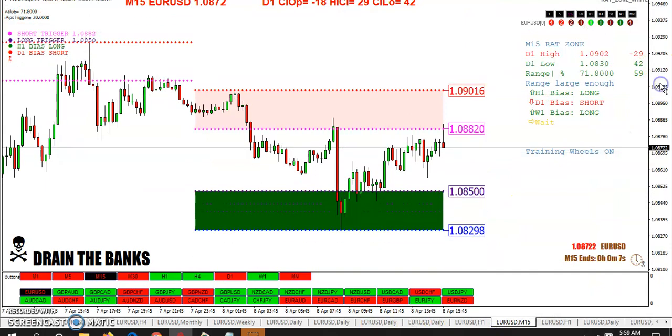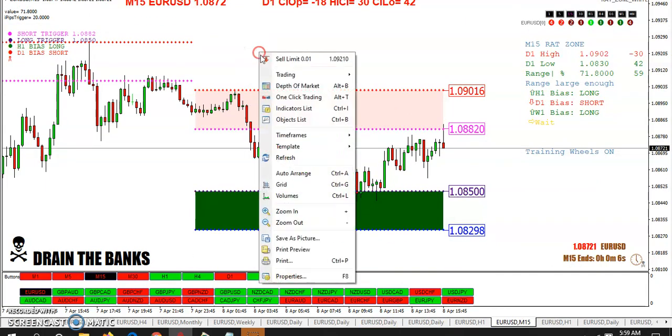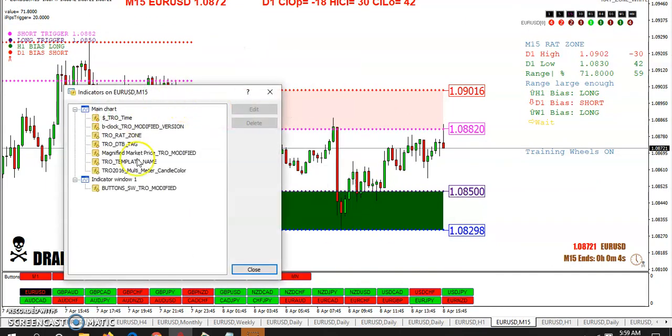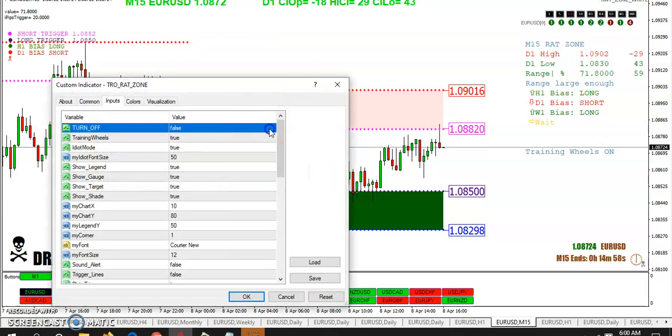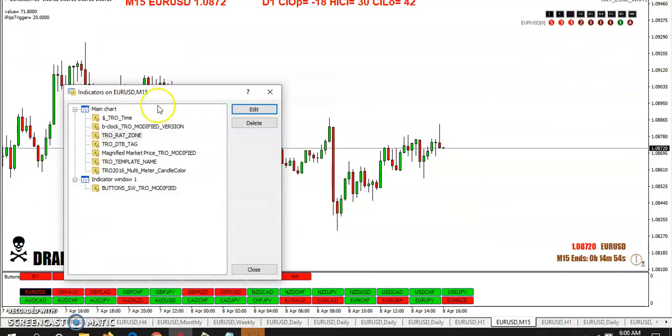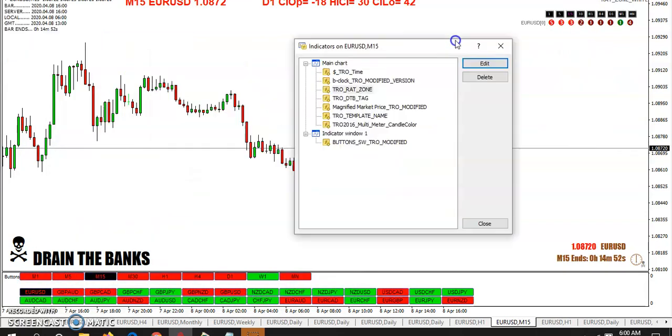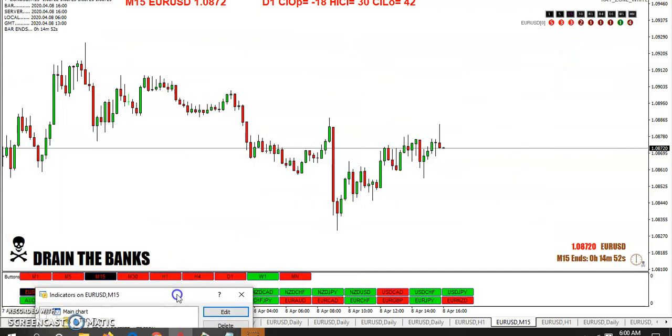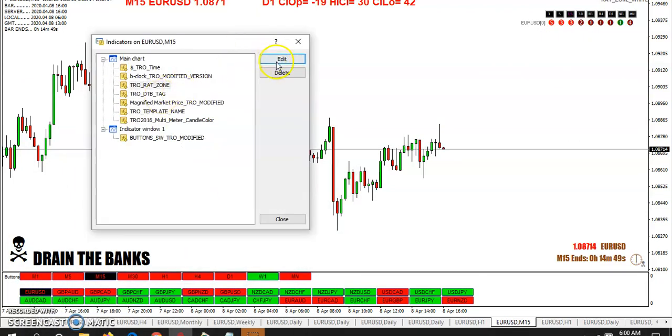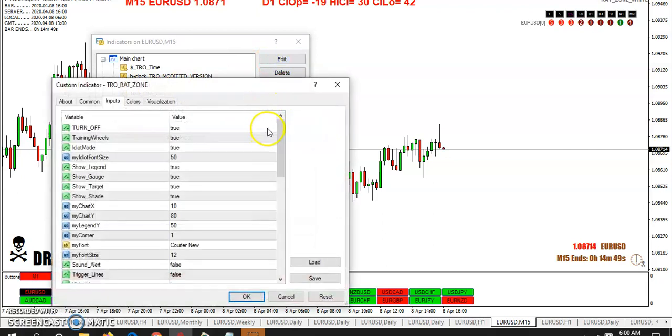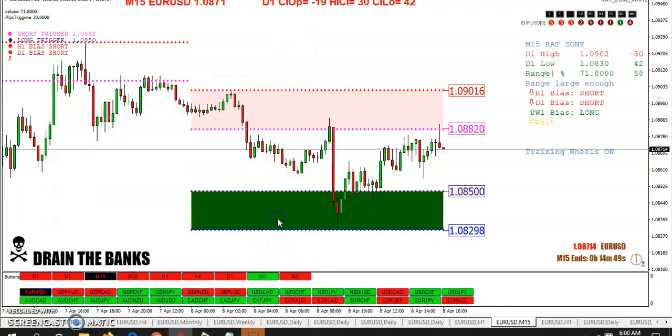Rat zone. Okay, now one thing about the rat zone, guys, you really don't need much of a template because the rat zone indicator puts up just about everything on the chart. You see that? So really all you need is the rat zone indicator. You don't have to worry about the other stuff. And there you go.